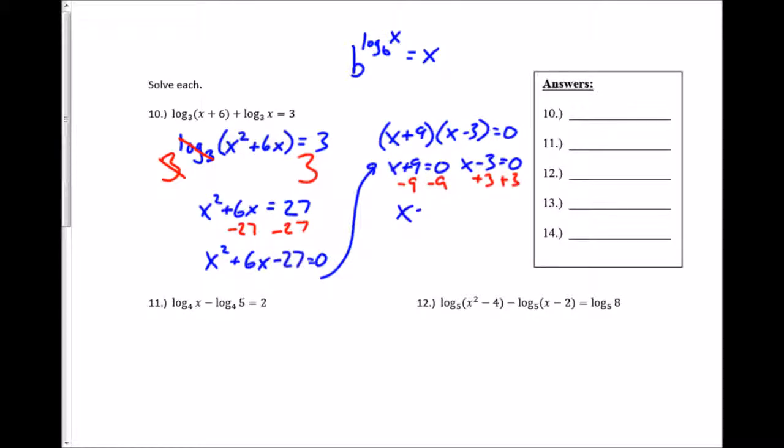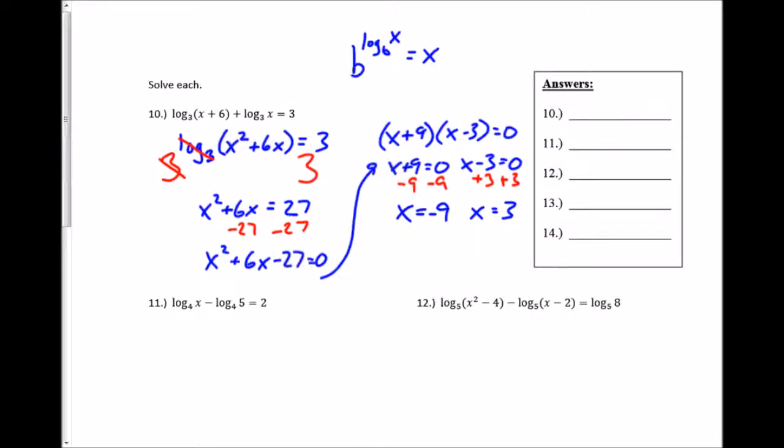But remember, I can only plug positive values into the logarithm. So when I plug that negative 9 in, it would give me a negative 3 over here, which I can't do the logarithm of negative 3. It would give me a negative 9 over here. I can't do that negative logarithm. I also can't plug 0 in there, which is important as well.